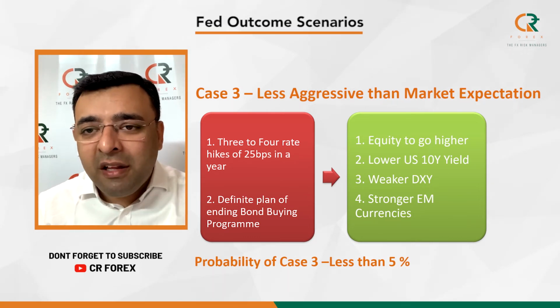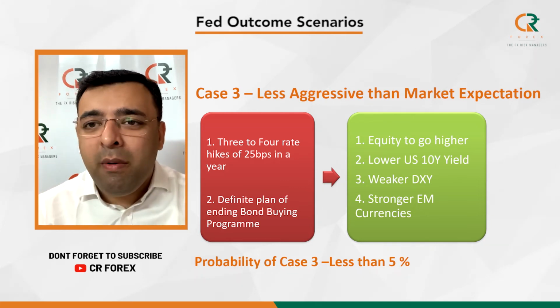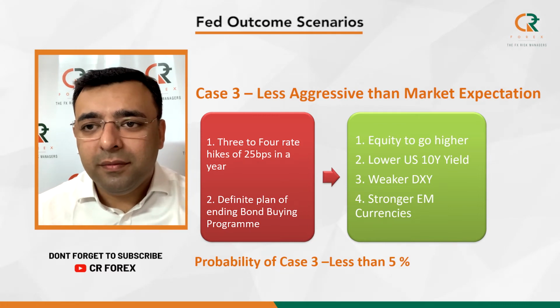So the best case scenario is case 1 and case 2. Case 3 का कोई probability is less than 5%.